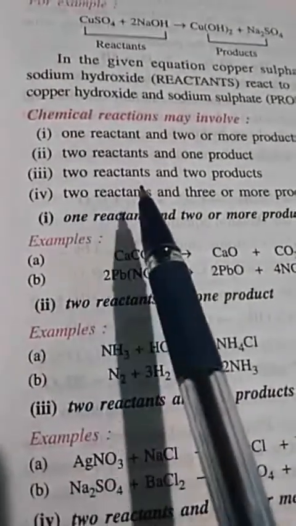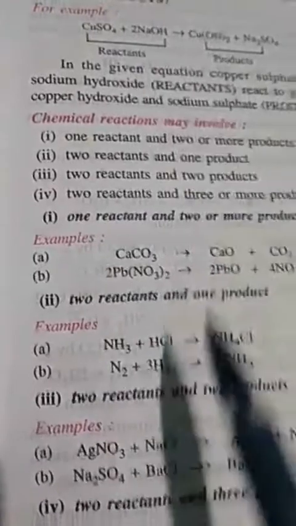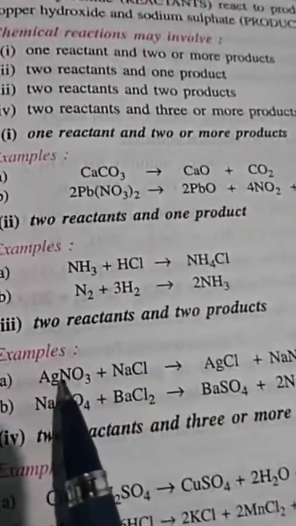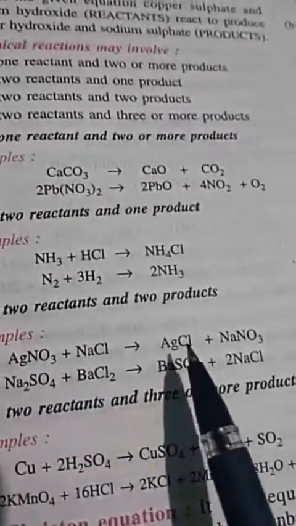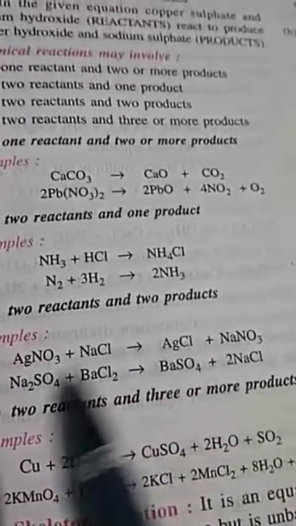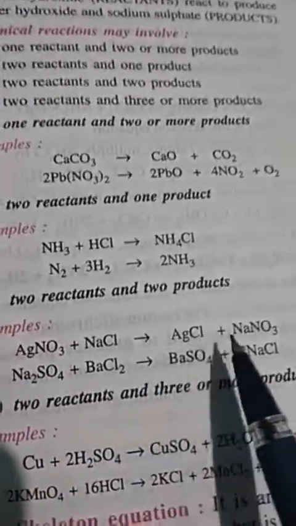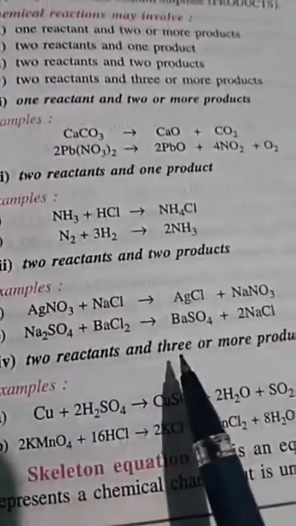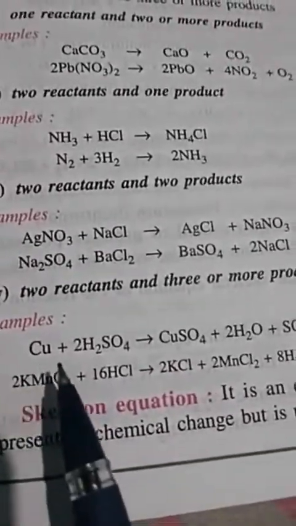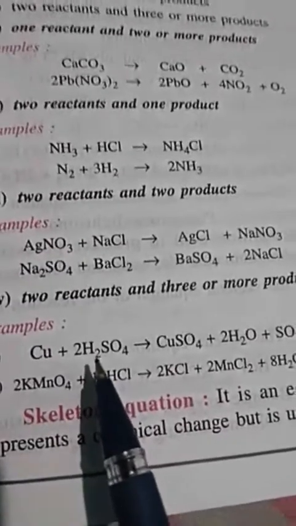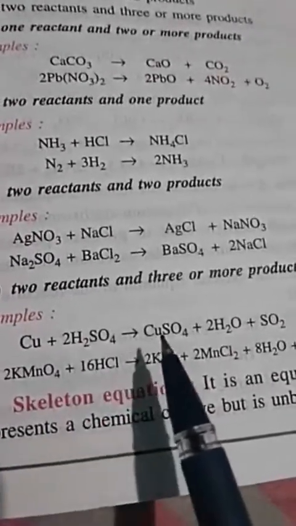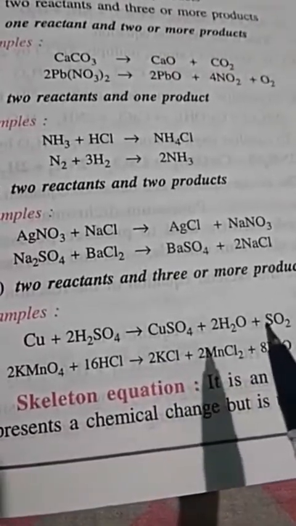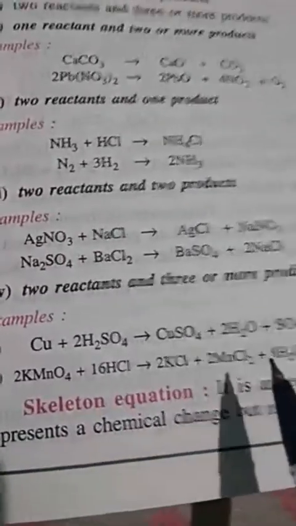Third, two reactants and two products. If we see here, silver nitrate and sodium chloride are two reactants, and silver chloride and sodium nitrate are formed. Two reactants combined to form two products. Likewise, two reactants and three or more products. We can observe this: when copper combines with concentrated sulfuric acid, it forms copper sulfate, water and sulfur dioxide, which is evolved.